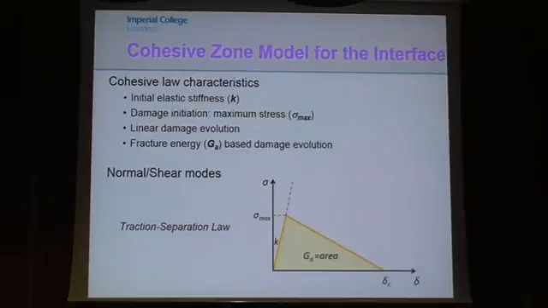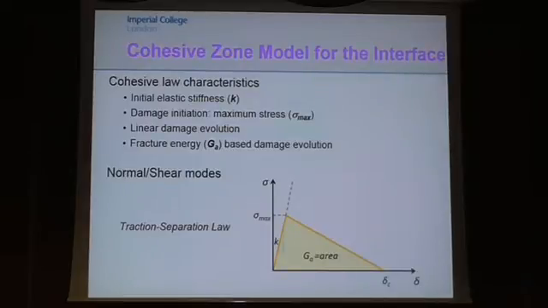Which now brings me to the interface, where I said I was going to use a cohesive zone model. The cohesive zone model, looking at the traction separation law, the simplest case is a linear triangular fit, and it's divided into three parts, where I have the initial stiffness K, the maximum stress, sigma max, and the fracture energy, which is the area under the graph.